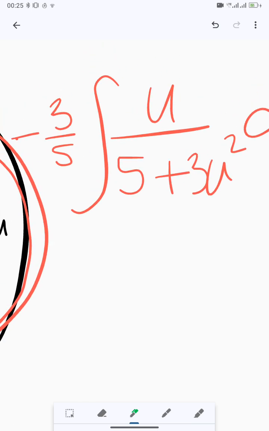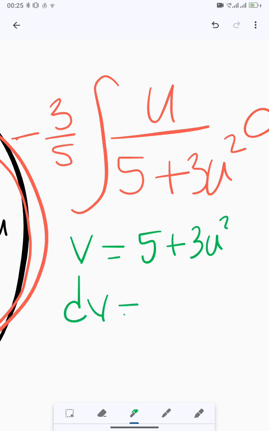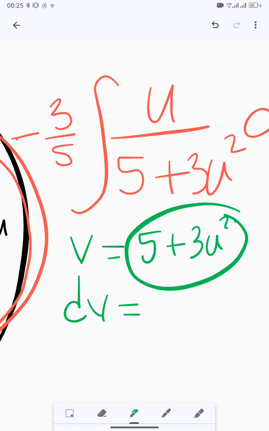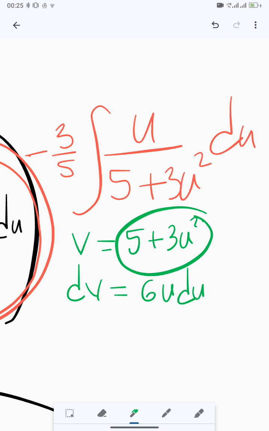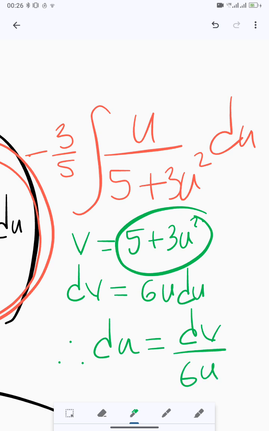So that means u substitution. Let my v be equal to 5 plus 3u squared. Then dv will simply be the derivative of this, which is 3 times 2, that's 6u du. So making du the subject of the formula, du will simply be dv over 6u.